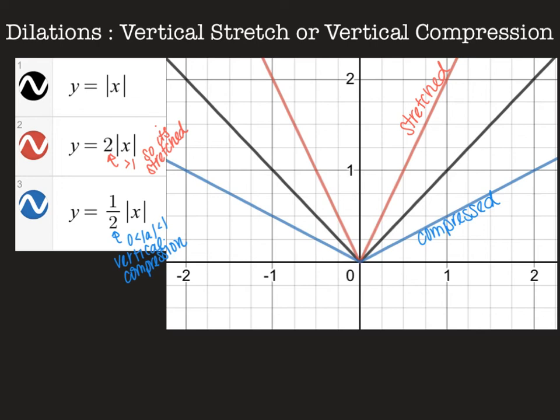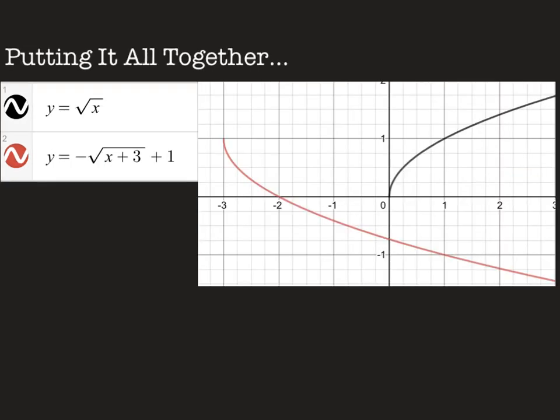So really visualize somebody either squeezing your page for compression or stretching your page for, obviously, the stretch. So here's an example of putting a lot of these ideas together. This is a radical function. Our parent function is the original one down here. You can see that its endpoint is at 0, 0. Now if we look at our example here, we need to figure out what this is asking us. So let's take a few minutes and figure out what this is asking us.